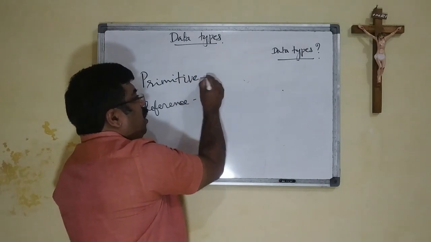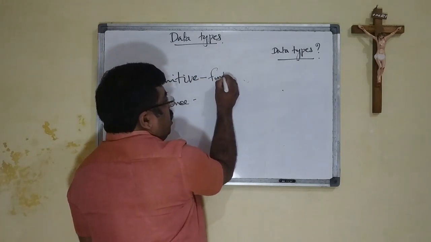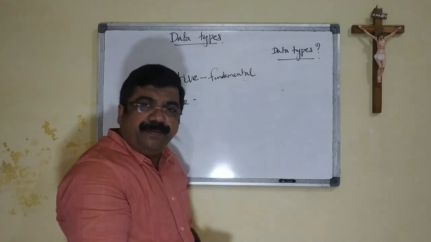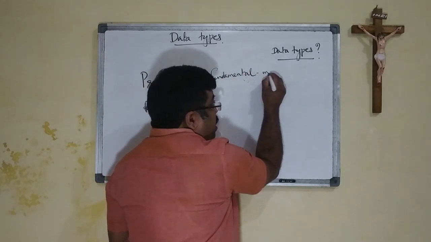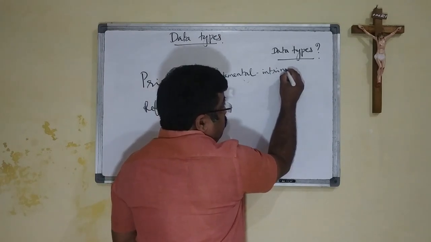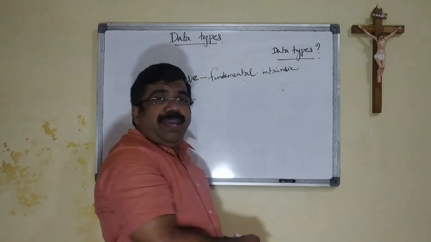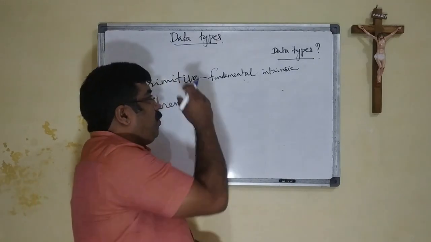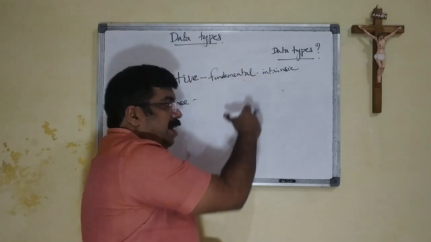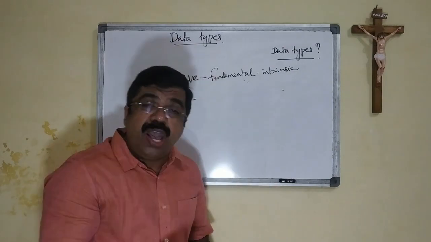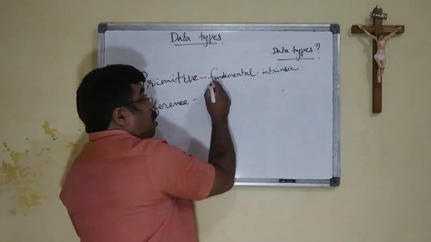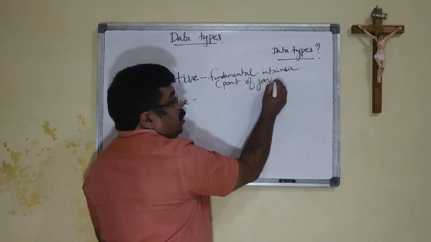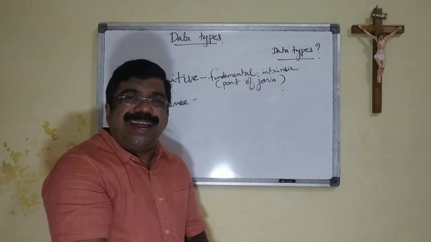Primitive ones we call, once again with other names, fundamental ones, or we say intrinsic ones. Intrinsic, primitive, fundamental, intrinsic, these are the data types which are part of Java. They are part of standard Java.